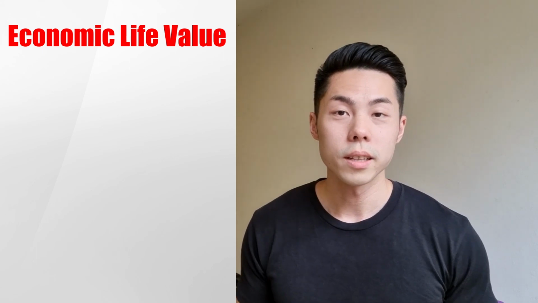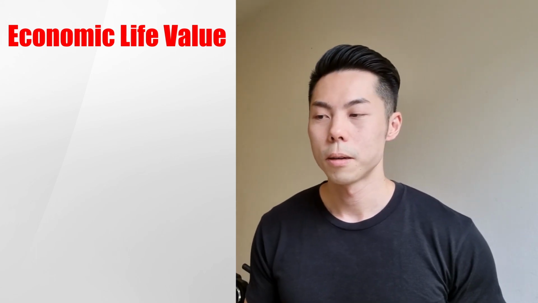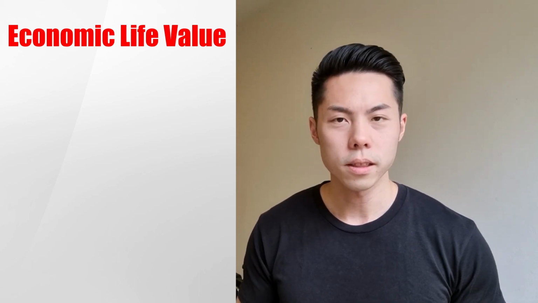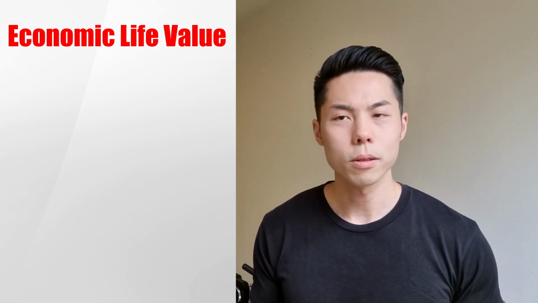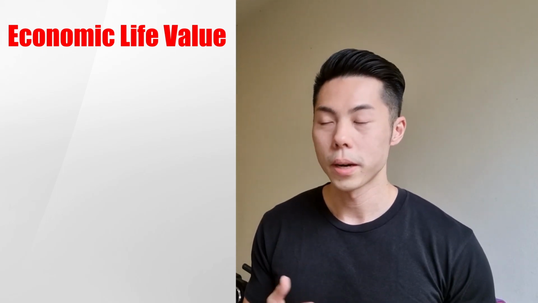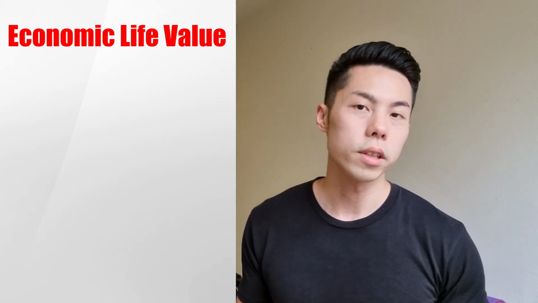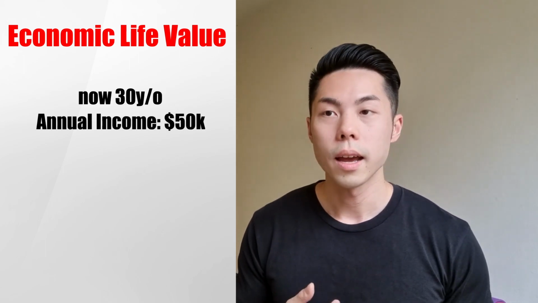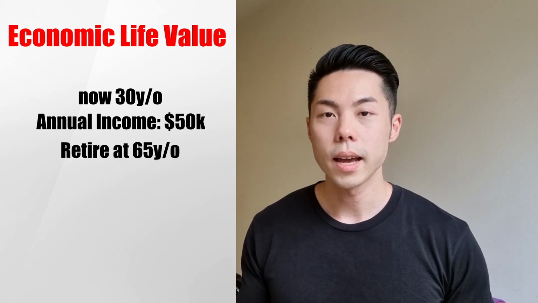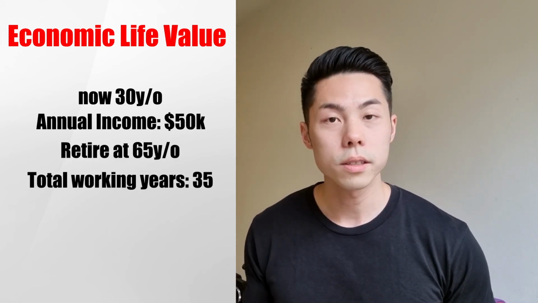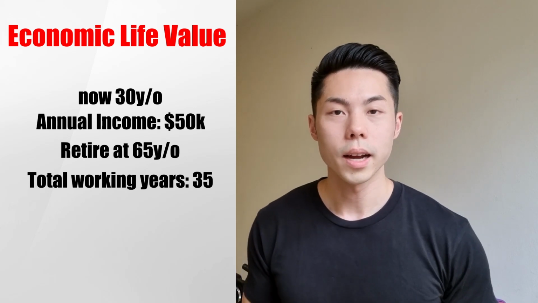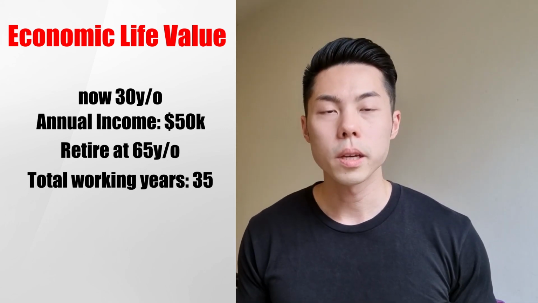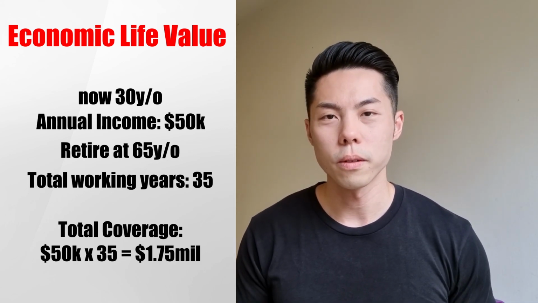So how do we calculate your economic life value? It is quite simple. It's very similar to the first method, which is just multiplying your annual income by the number of years from now until your retirement age. So for example, if I'm 30 years old and I'm earning 50,000 a year and I'm going to retire at the age of 65, that's 35 years of working, and I can just multiply 50,000 by 35, which gives me around $1.7 million worth of coverage.